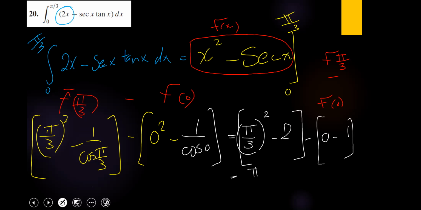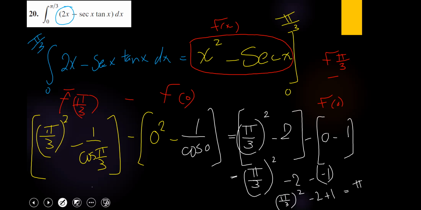So it is pi over 3 squared minus 2 minus negative 1, which is pi over 3 squared minus 2 plus 1, or pi over 3 squared minus 1. So the final answer here is pi over 3 squared minus 1. Is it clear? Yes, teacher. Okay, so I will stop here today. Do you have any question related to how to find the definite integral for the trigonometric function?